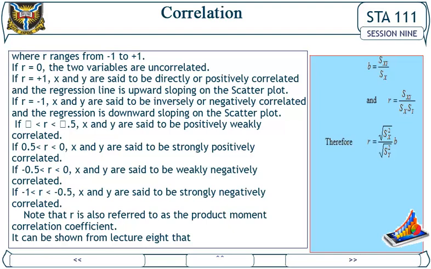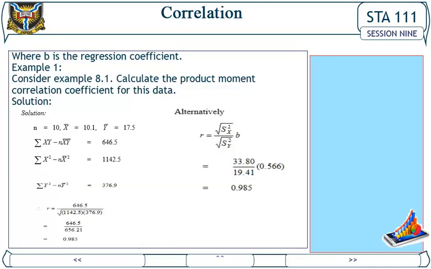It can be shown from lecture 8 that b is equal to sxy over sx squared and r is equal to sxy over sx sy. Therefore, r is equal to square root of sx squared over square root of sy squared times b, where b is the regression coefficient. Example 1. Consider example 8.1. Calculate the product moment correlation coefficient for this data.